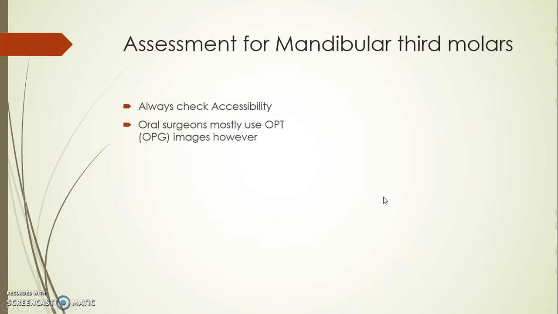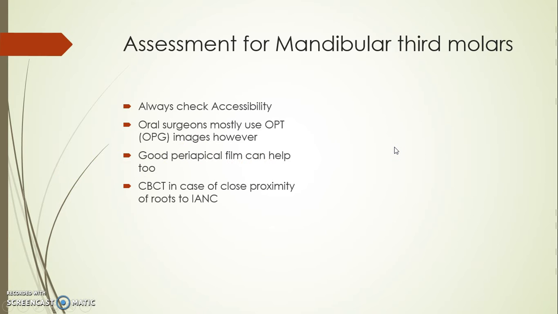So, to do so, we need to check intraorally and take some radiographs like an OPT, which gives us a good idea about what's going on around the impacted tooth. Sometimes a good periapical film can help too. And in case we are in doubt that the tooth is very closely related to the inferior alveolar nerve canal, then we should go and take a cone beam CT scan, which is the 3D imaging.